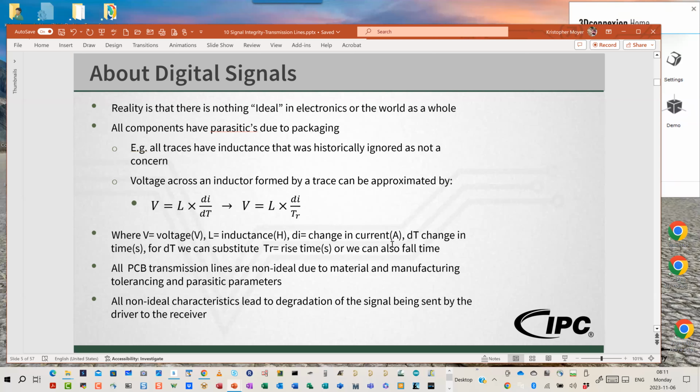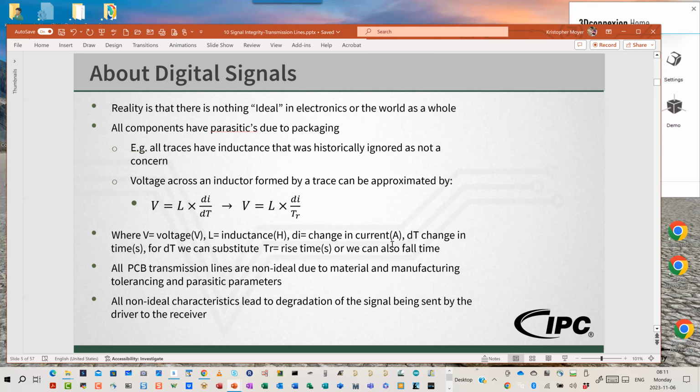Example, all traces have an inductance in addition to the resistance of the trace that was historically ignored as not a concern. Again, in older legacy designs, the inductance of the trace was so small compared to the rest of the design that it was a non-issue. But as traces have gotten narrower and narrower, features have gotten smaller and smaller, now these parasitics are becoming problematic and we'll have to deal with them.